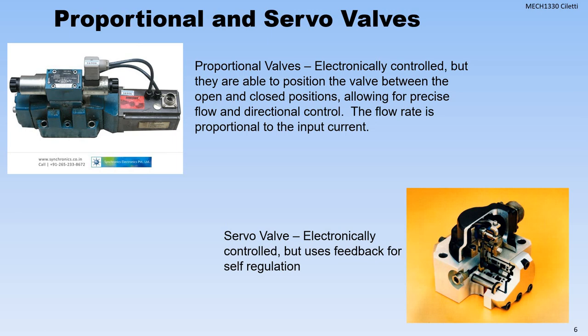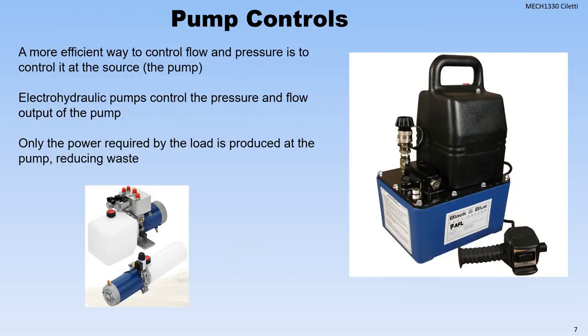Proportional valves are electronically controlled, but they are able to position the valve between the open and closed positions, allowing for precise flow and directional control. The flow rate is proportional to the output current. So that's what a proportional valve is.